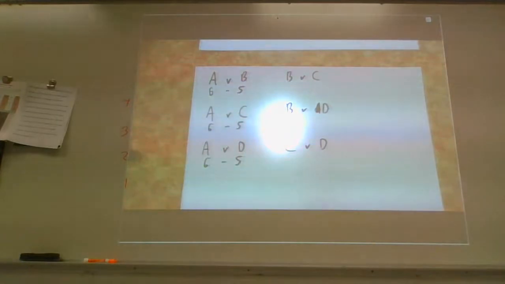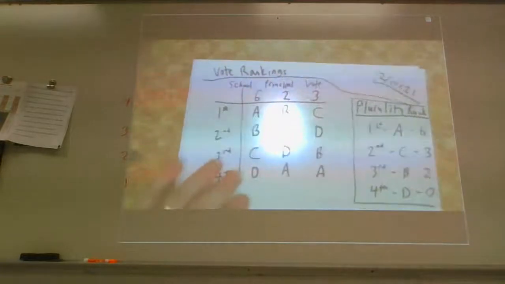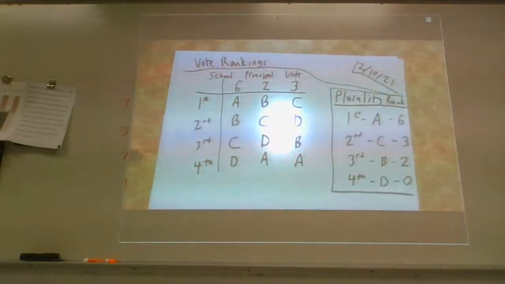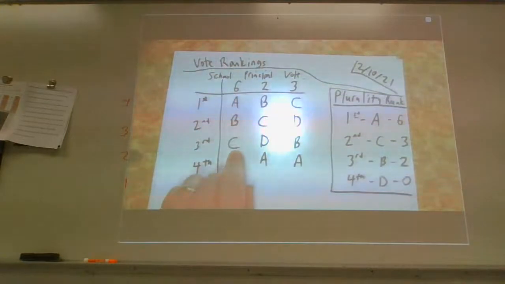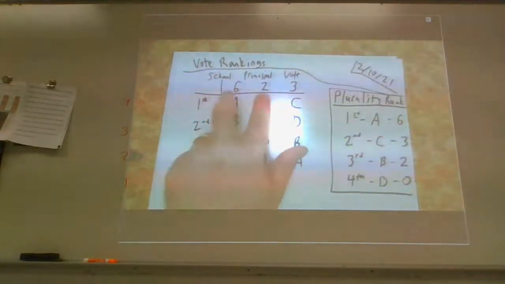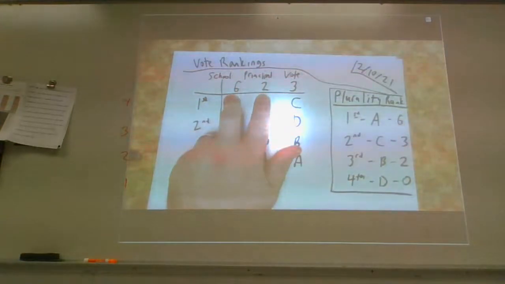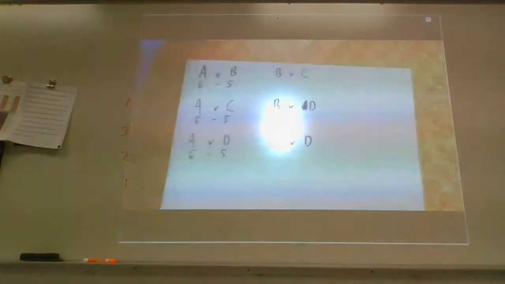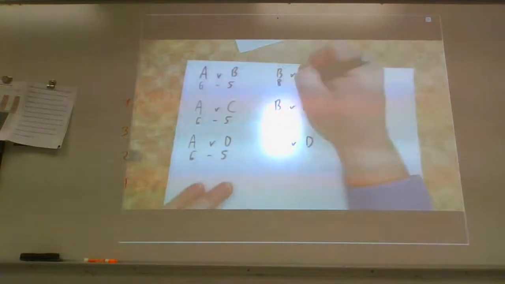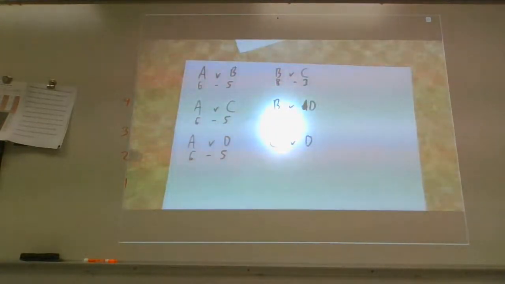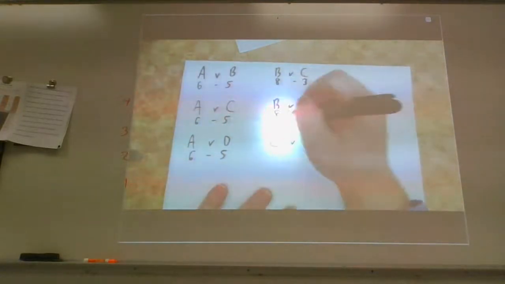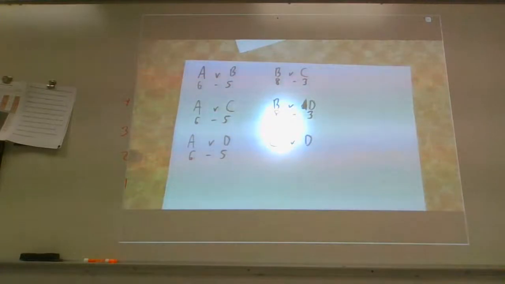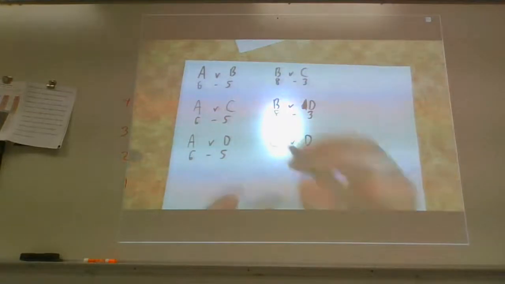So now we have to do B versus C. If you go back to the preference schedule, we can do B versus C. B beats C in 8 of those ballots and loses in 3. So 8-3. B versus D, again, it ends up being 8-3. And C versus D, oh, what is that? 11-0. 11-0.